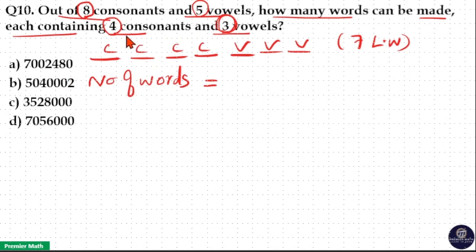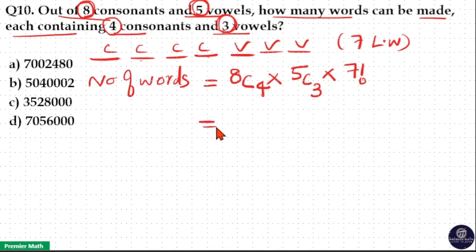Now number of words is equal to this 4 consonants. This 4 consonants can be selected from this 8 consonants. That is, there are total 8 consonants available. Out of this 8, we only need 4 consonants. So, number of ways 4 consonants can be selected is 8C4. Now, vowels. We need 3 vowels. But there are total 5 vowels available. Out of this 5 vowels, we only need 3 vowels to form the 7-letter word. Now, there are total 7 letters. So, the 7 letters can be arranged in 7 factorial ways. That is, here selection can be done in 8C4 into 5C3 ways and arrangement of the 7 letters can be done in 7 factorial ways.